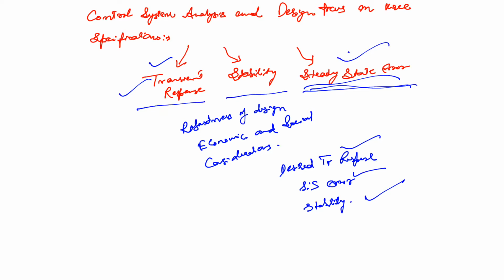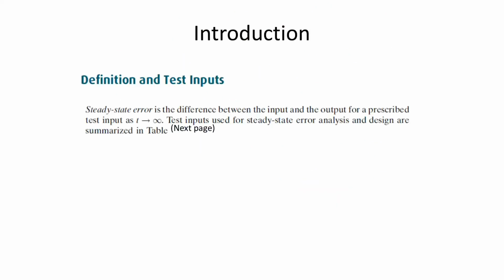Now we will start with the definition and the test inputs. First is the definition of steady state error. So what is a steady state error? It is the difference between the input and the output for a prescribed test input as t tends to infinity.